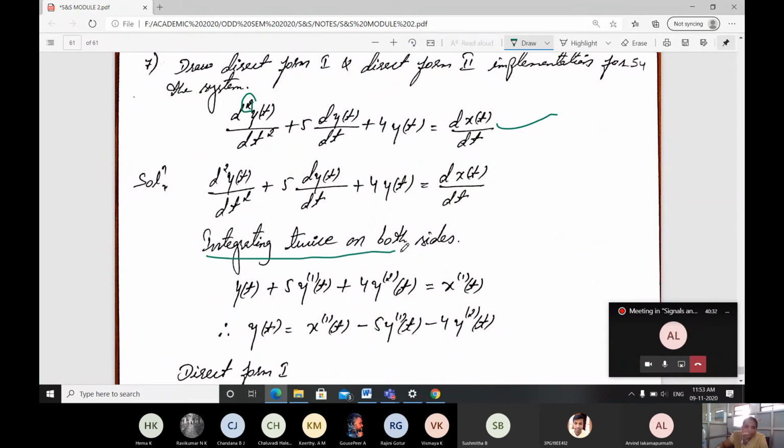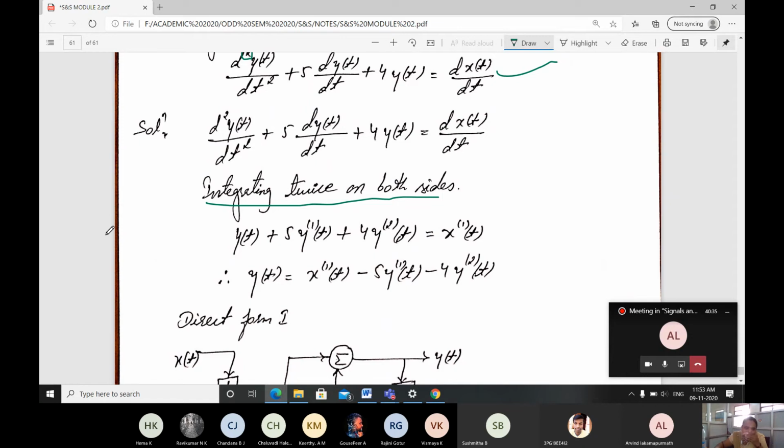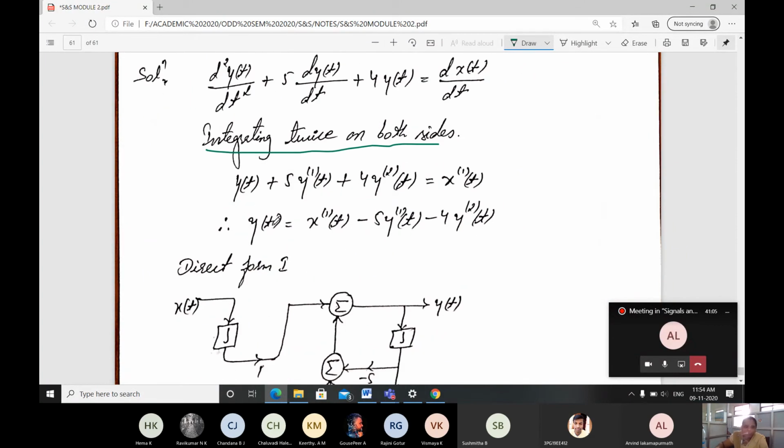For that reason integrating twice on both sides. If I integrate, what will I get? Y of t plus 5, one differentiation is there, so y dash of t, plus here nothing is there, means differentiation is not there, so it goes for 2 times, y2 of t. You can write double dash or else 2. 2 will be easy for you to remember. Okay, y2 of t is equal to only one term is there, so x dash of t you will be getting. Next what you have to do, we have to write in terms of y of t, that is equal to x dash of t minus 5 y dash of t minus 4 y2 of t.